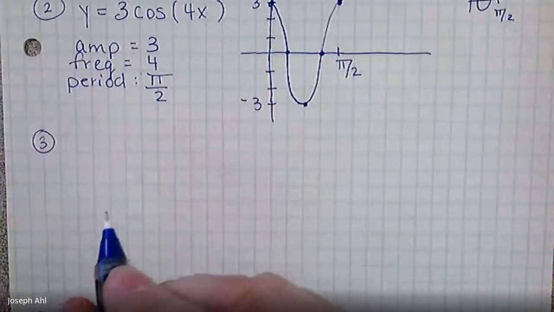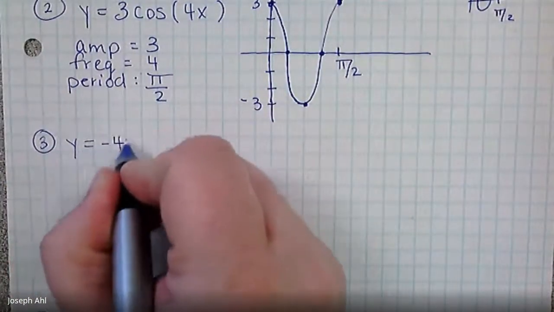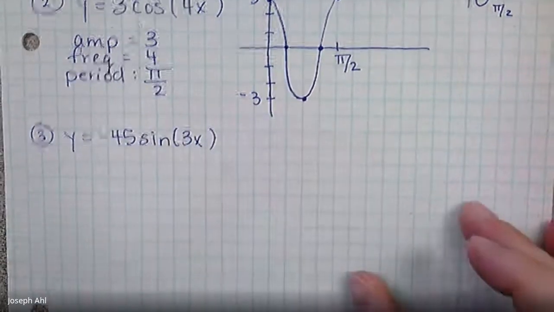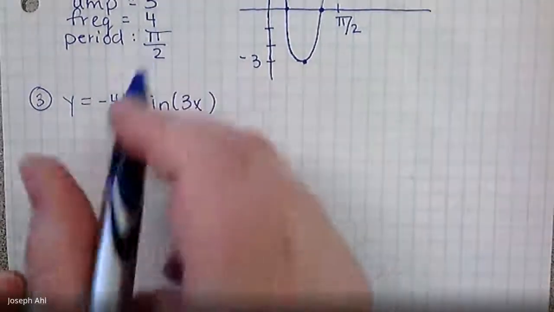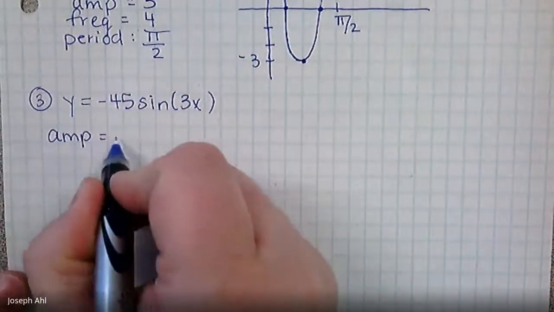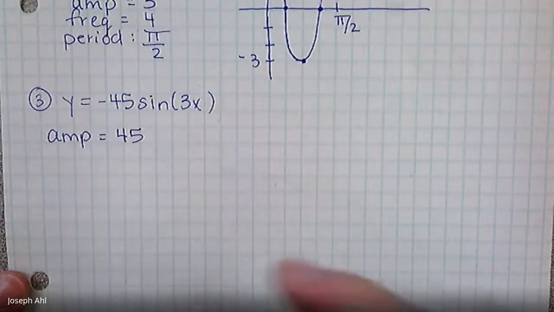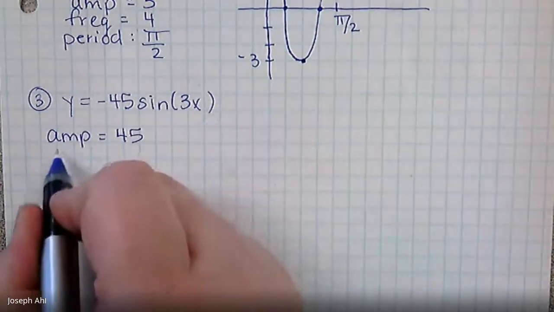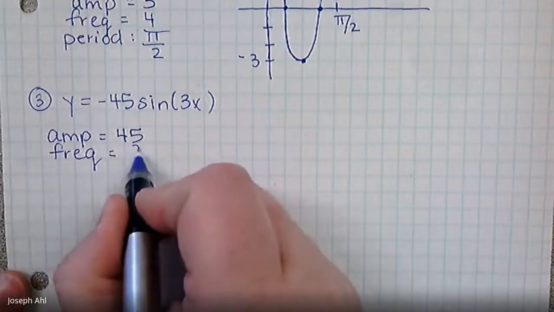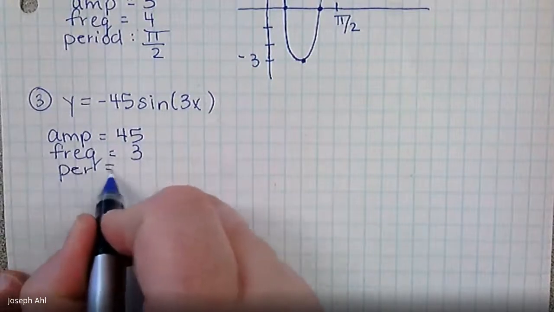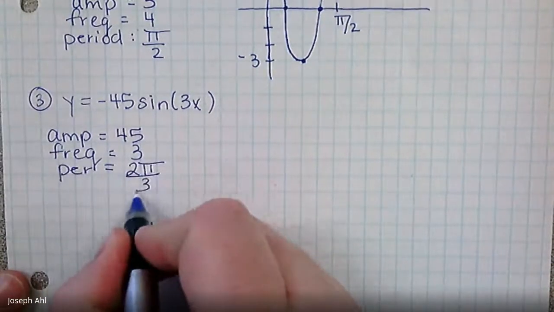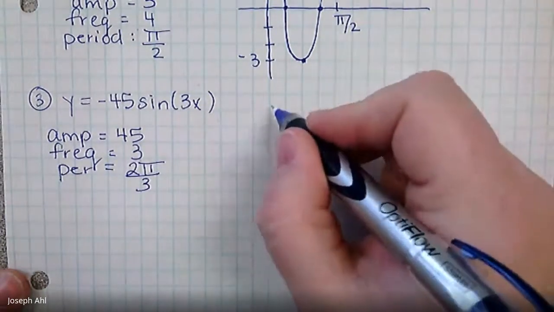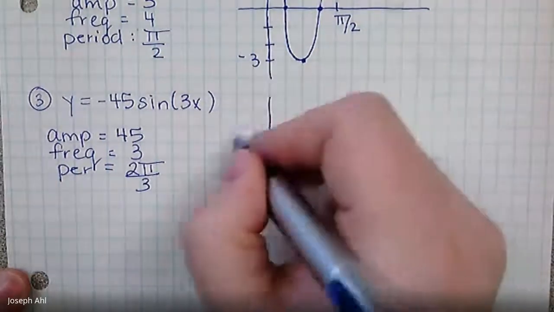Okay. Let's try another one for practice. So if I have y equals -45 sine of 3x. Okay. So for this one, the amplitude is 45. And I certainly don't want you counting up 45 spaces, so we'll make a really nice scale, I promise, for that one. The frequency is 3, and therefore the period, if I do 2 pi divided by the frequency, that doesn't reduce any further, so I'll just write that as 2 pi over 3. All right, so let's set up some axes here to sketch one cycle of this graph.